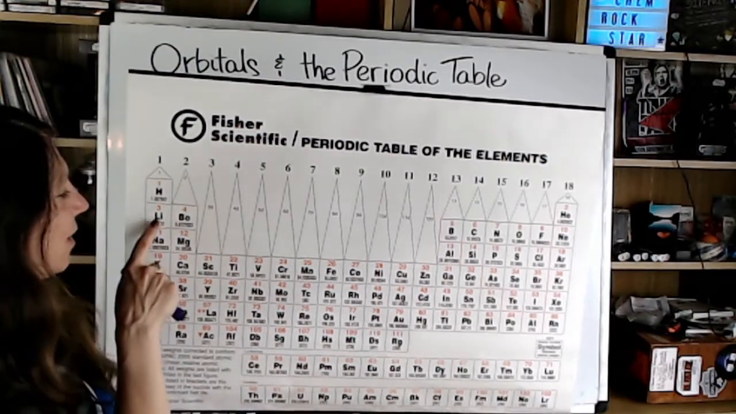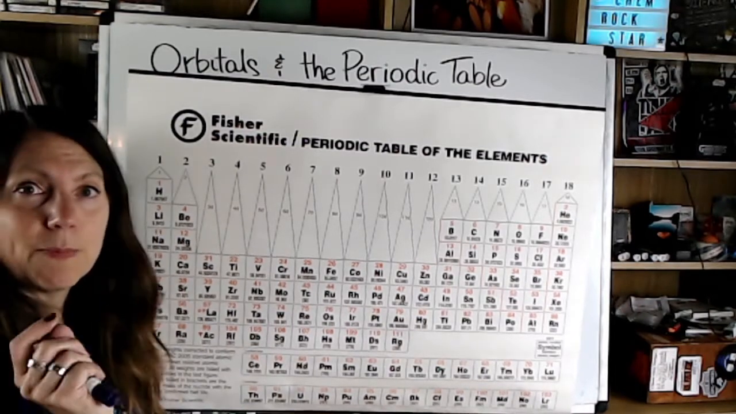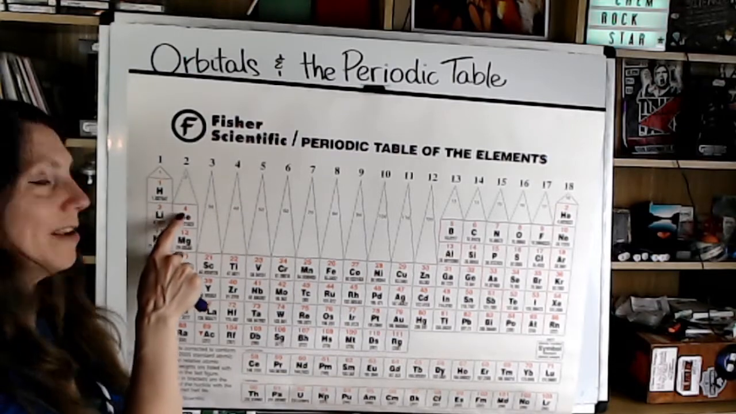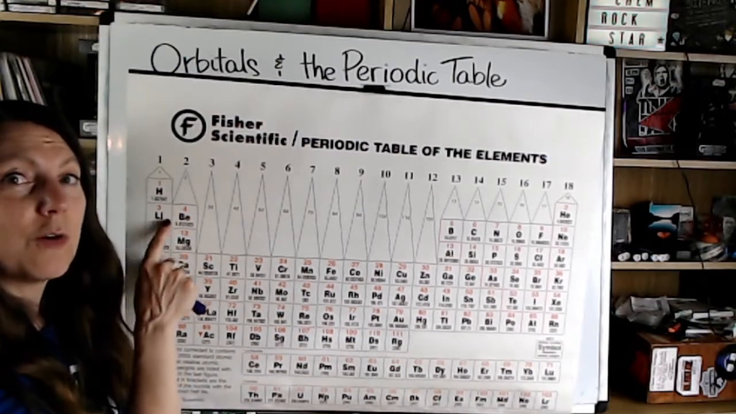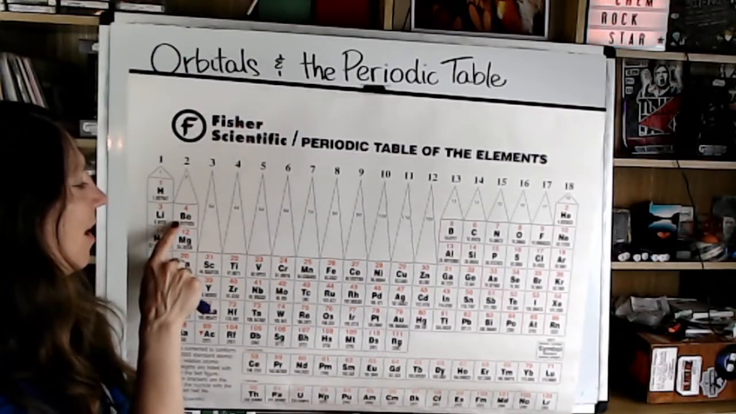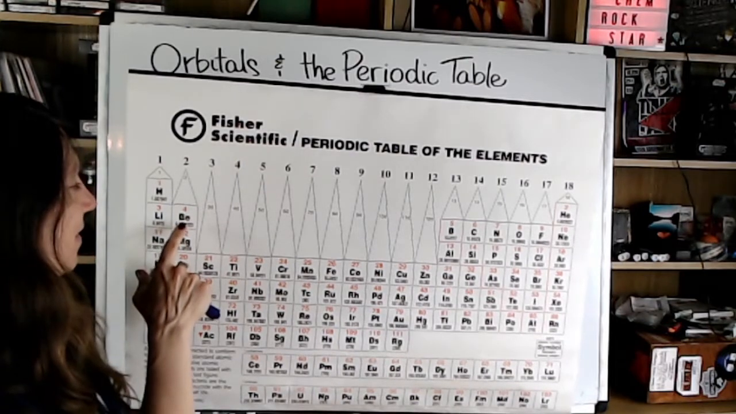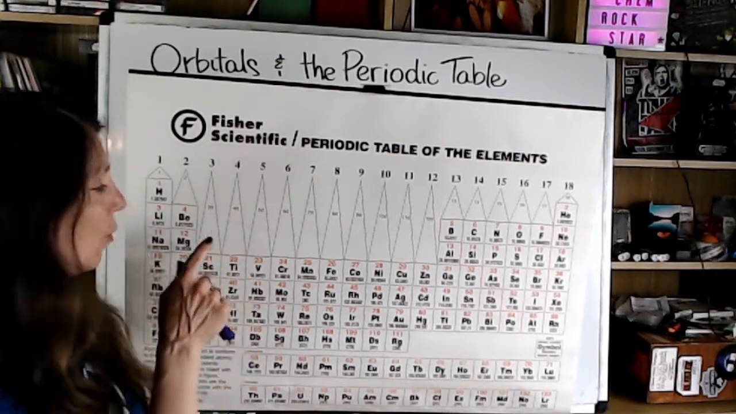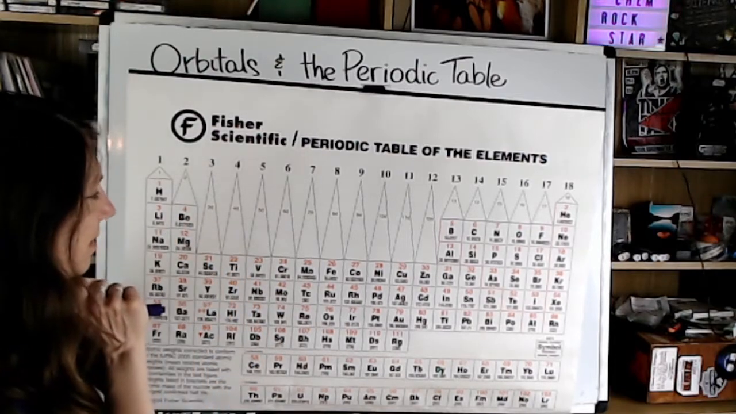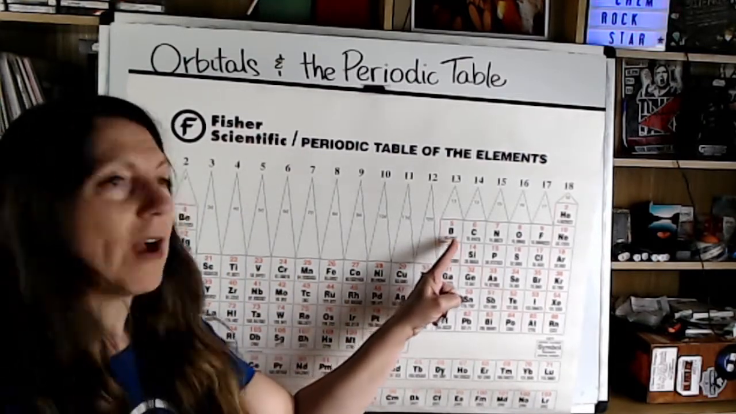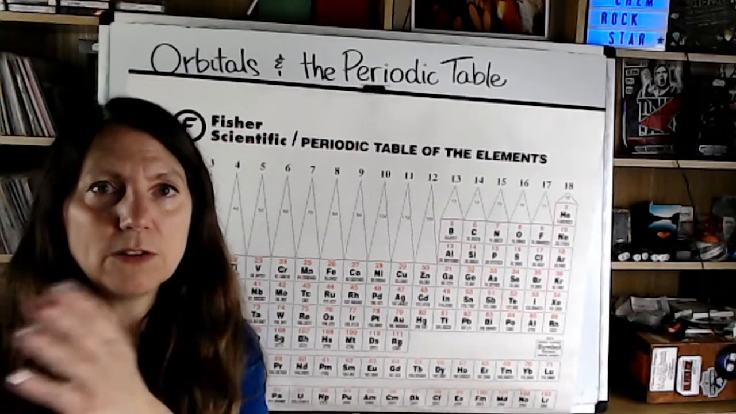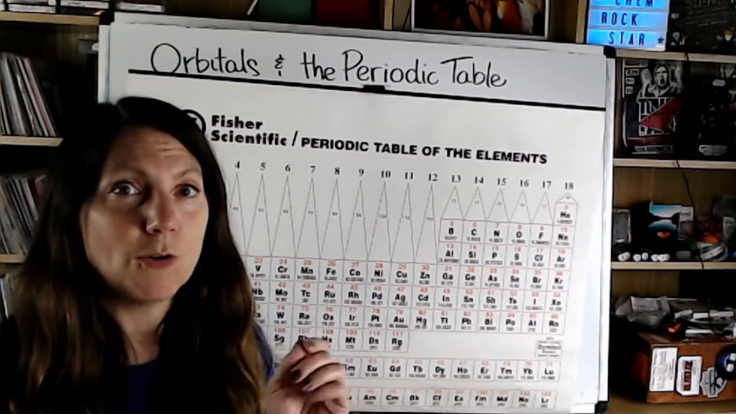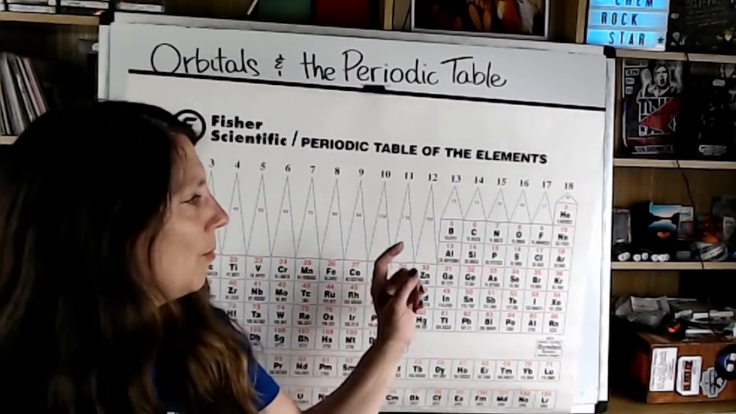And then we can come over here to lithium. Lithium, 1s orbital's full, so now we're in the 2. We are now filling the 2s orbital here. And then we look at beryllium. And we still have 1 more space in the 2s orbital, and then that gets filled. And then we come to boron. The 1s is filled, the 2s is filled. Now we are beginning to fill the p orbitals, those 2p orbitals.